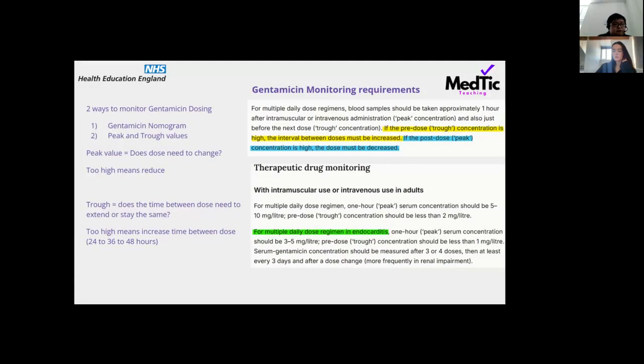If trough basically means, does the time between each dose need to extend or stay the same? If the trough level is too high, you need to increase the interval. So that could increase it to 36 or even 48 hours, depending on what it is.